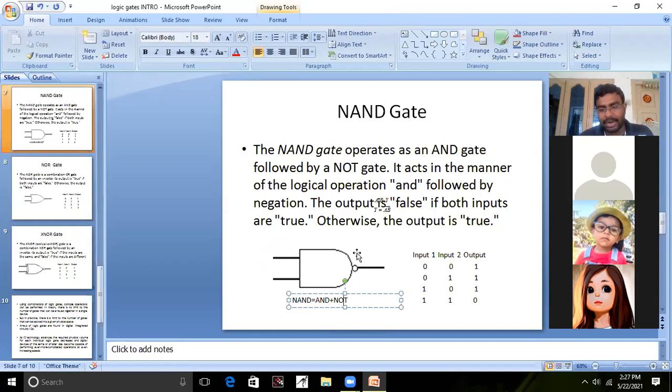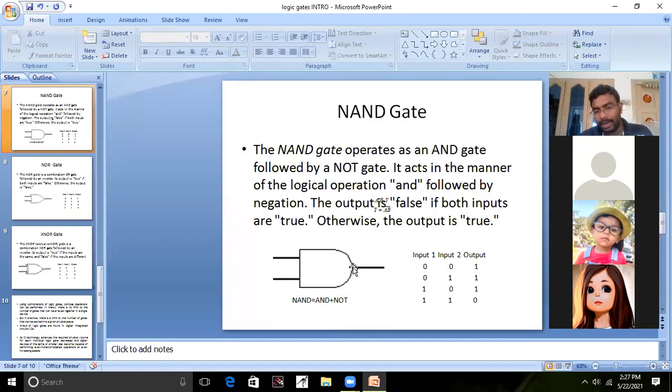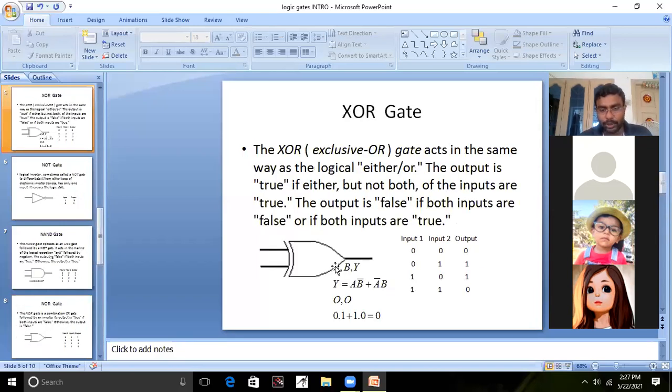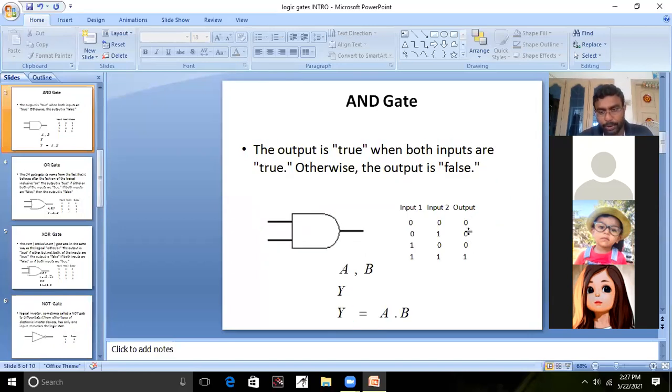Guys, understand one thing. If I add an inverter at the output of the AND gate, what will happen? Inverter means NOT gate. This bubble represents a NOT gate here. If I add a bubble at the output of the AND gate, what will happen? It reverses the output state. It exactly reverses the output of the AND gate. You can observe clearly in the truth table. Guys, check here. What are your outputs? 0, 0, 0, 1.